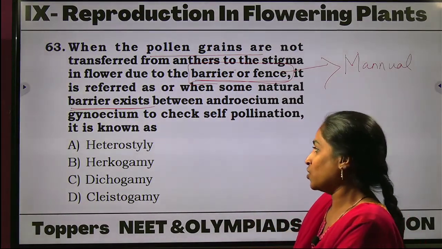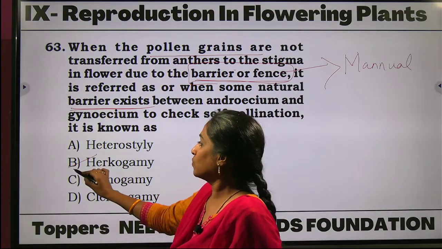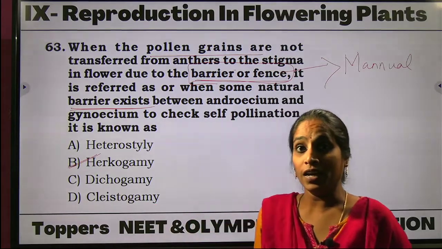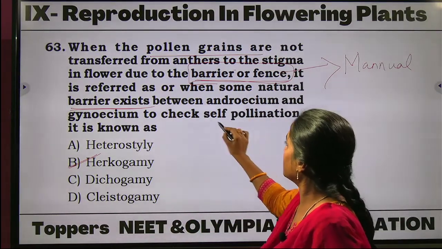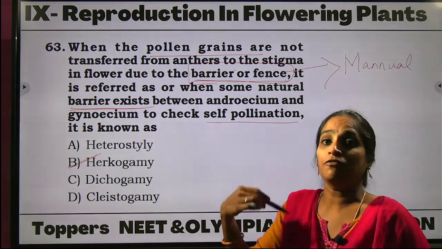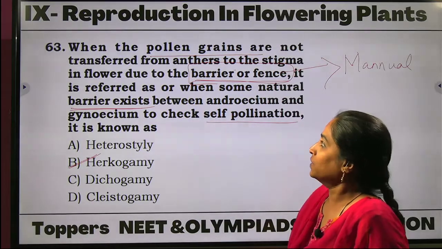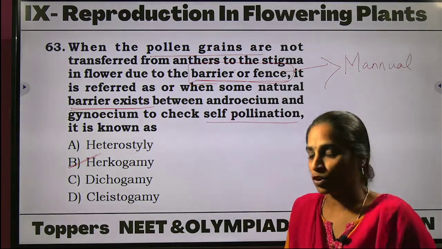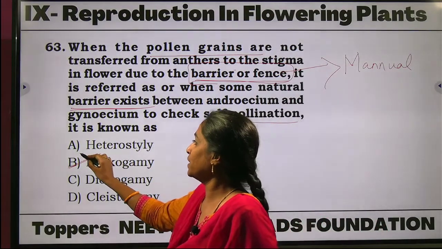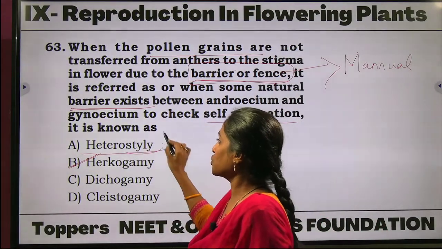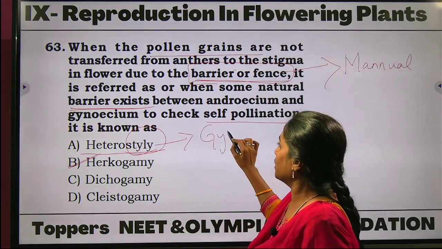It is called hercogamy. By the natural process, if it occurs, it's self-pollination. If we people are stopping the natural self-pollination process with a barrier, it is called hercogamy. What is heterostyle? The length of a style. The style can be seen in the gynoecium.